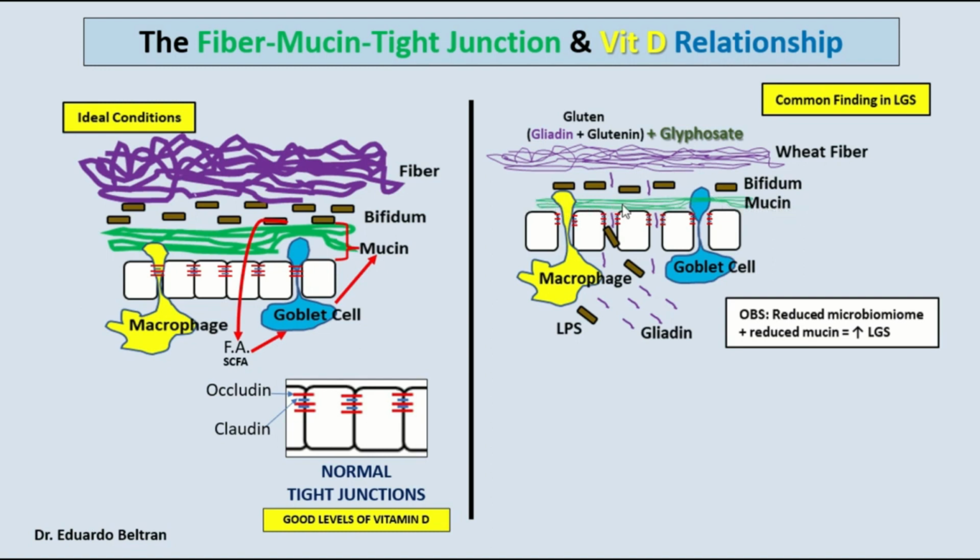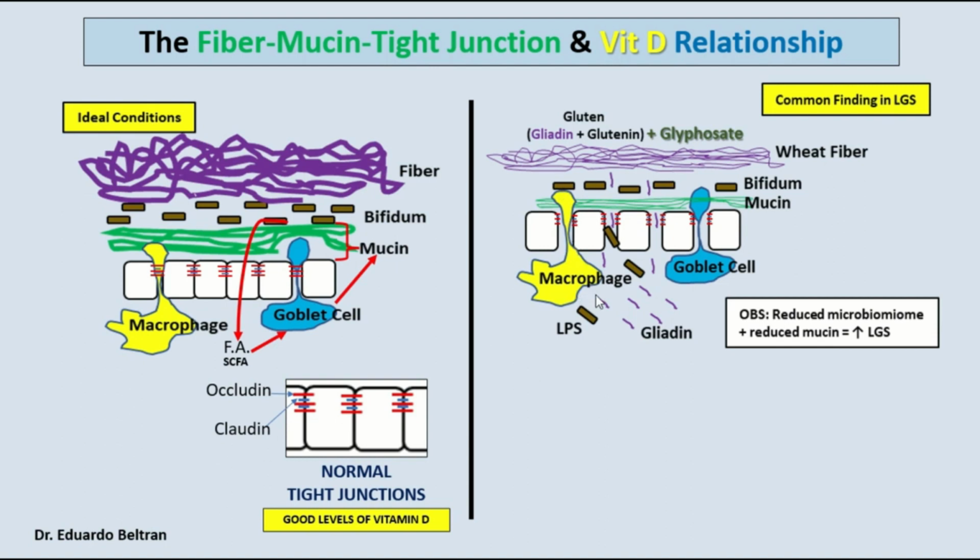This layer is supposed to be protective because we don't want your microbiome interacting with your immune system, such as in this case. So as you can see here, there is no direct contact between this bacteria and this immune cell, which is the macrophage or a dendritic cell. But here now, since we have a thinning of this mucin layer, all of a sudden now we have interaction between the microbiome with your immune system.